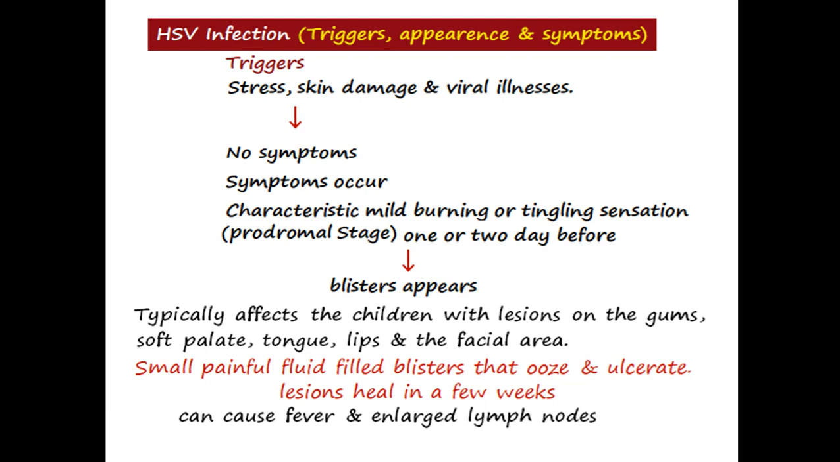Now once the blister appears, these blisters are filled with viruses, and at this stage the spread of the infection is very accelerated. The virus typically affects children with lesions on the gums, soft palate, tongue, lips, and the facial area, and they appear as small painful fluid filled blisters which ooze leaking water, and they sometimes ulcerate, and normally they will heal in a few weeks.